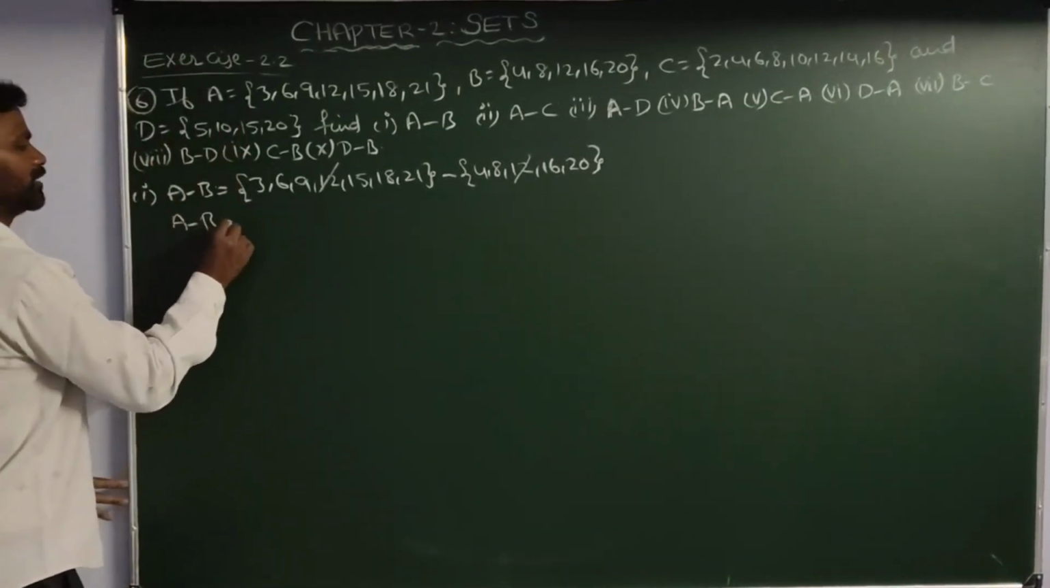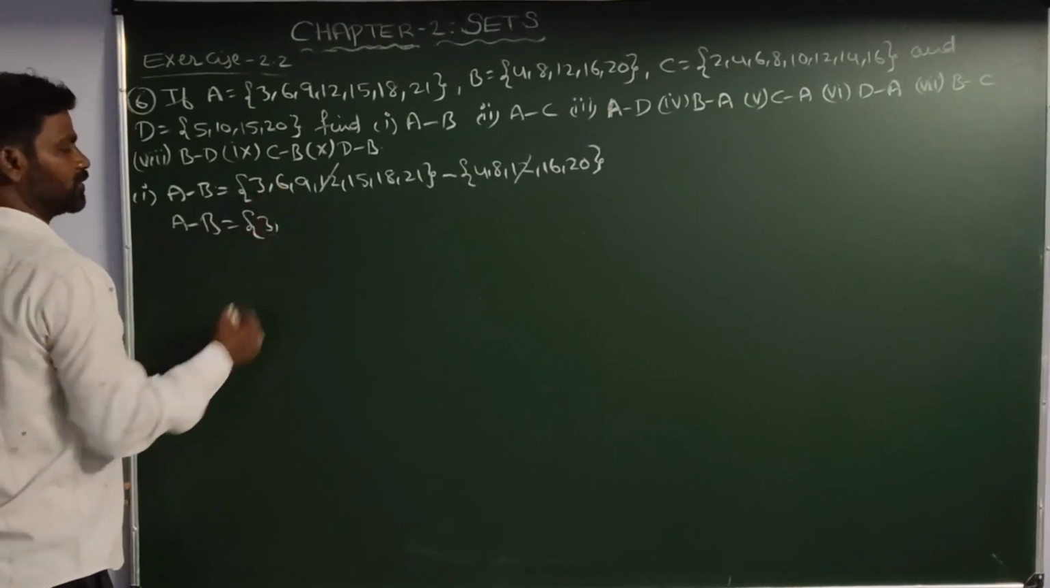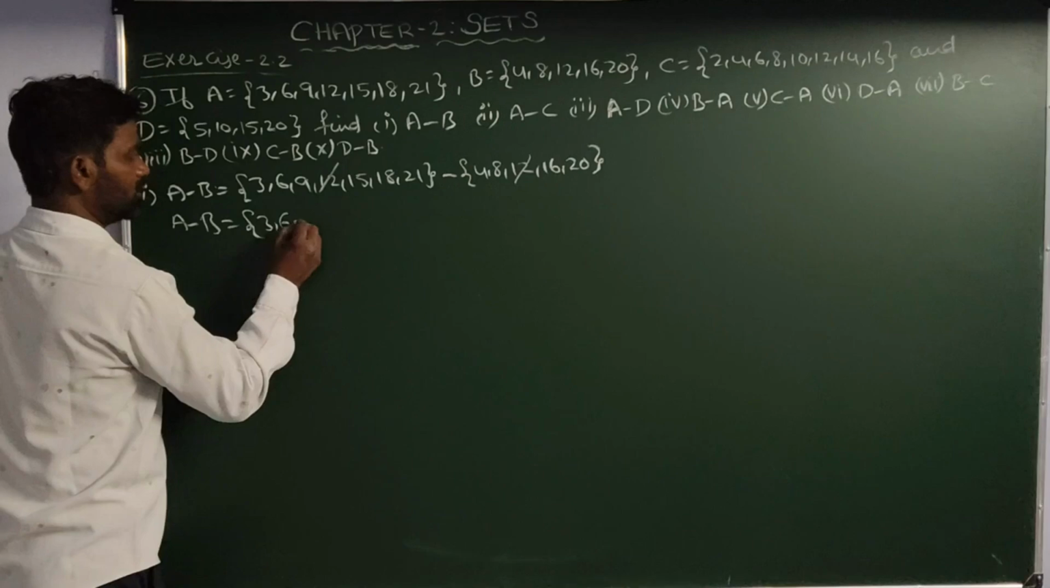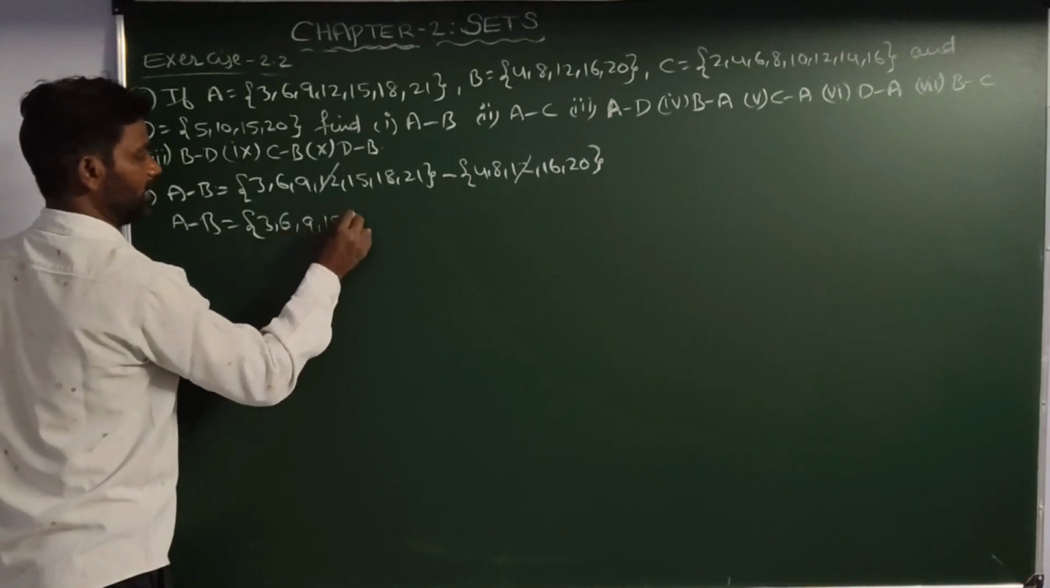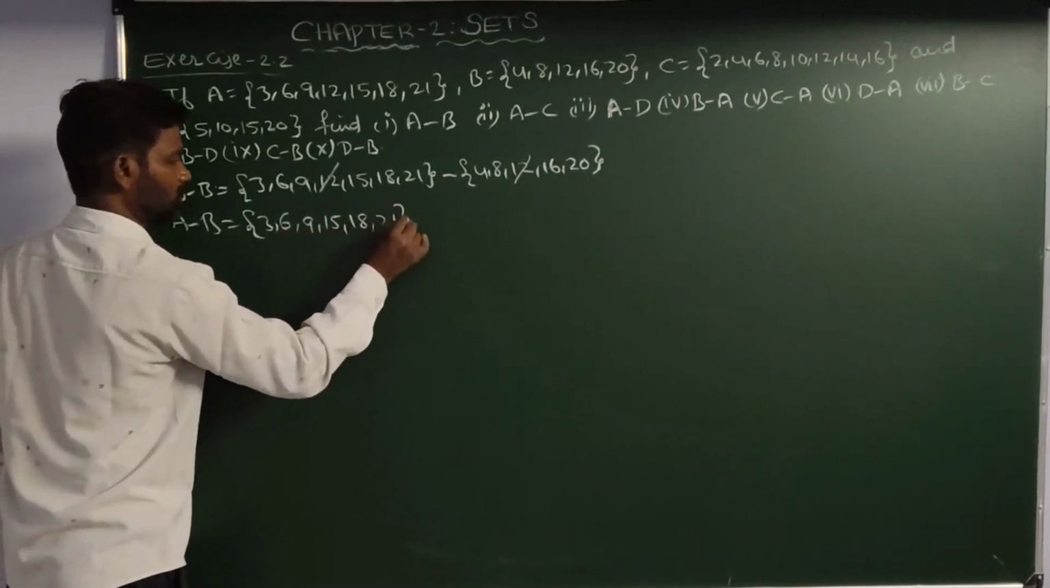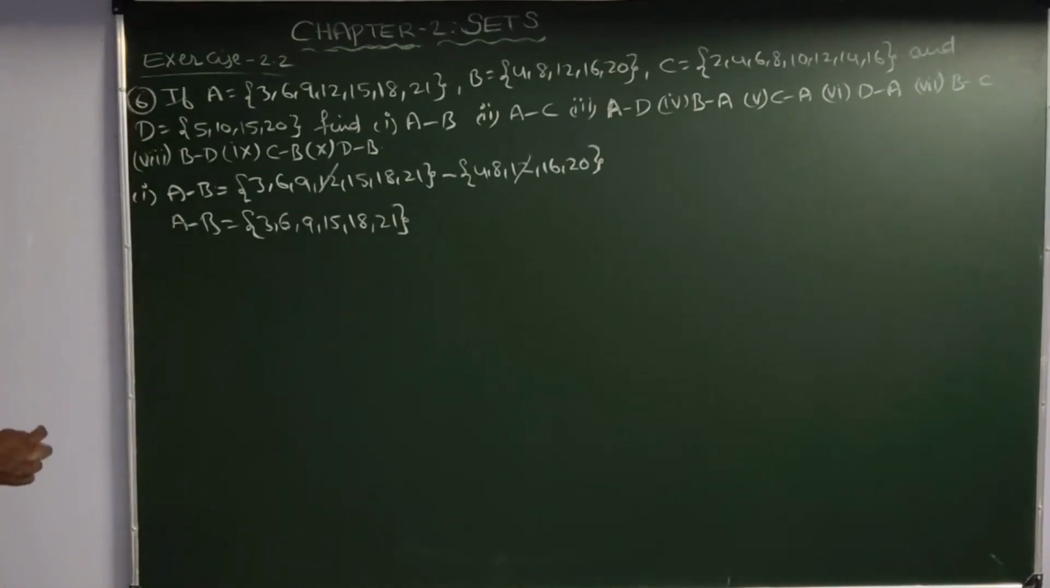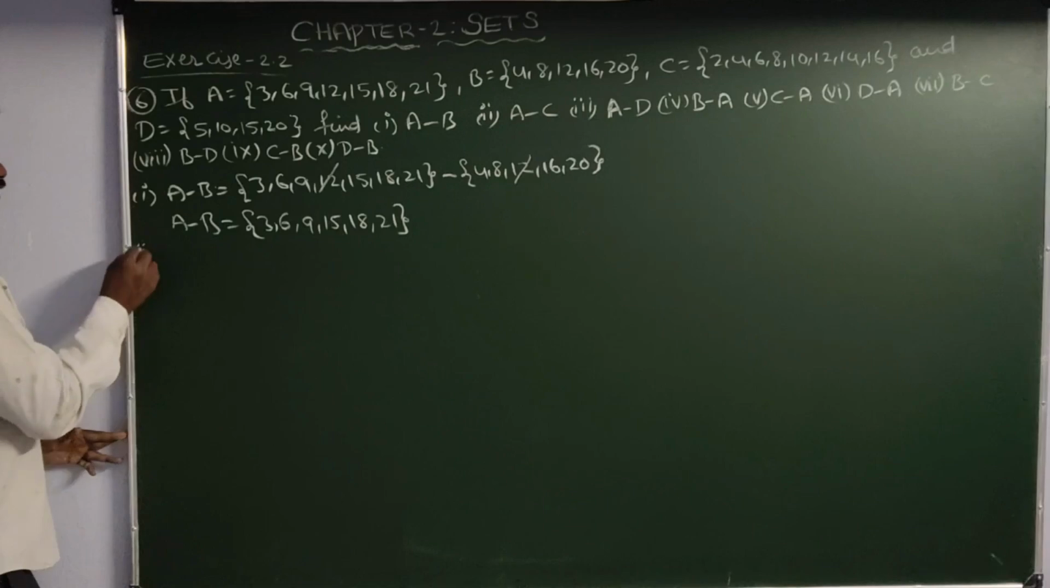Therefore, A minus B is equal to the elements. First set elements are 3, 6, 9, 15, 18 and 21. So, this is your answer, A minus B. Second one, we have to find the second one.